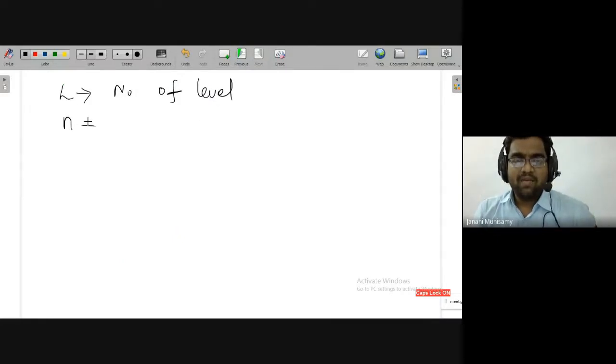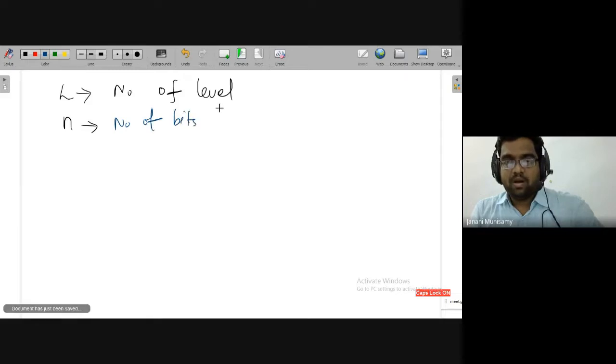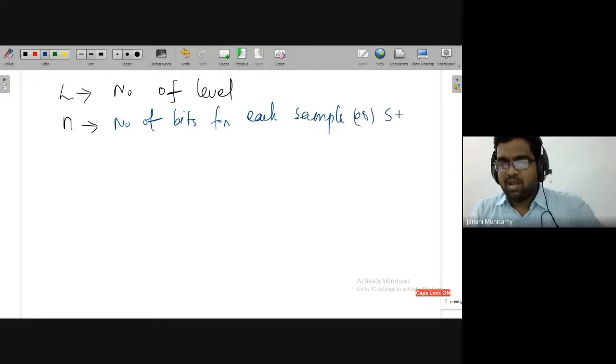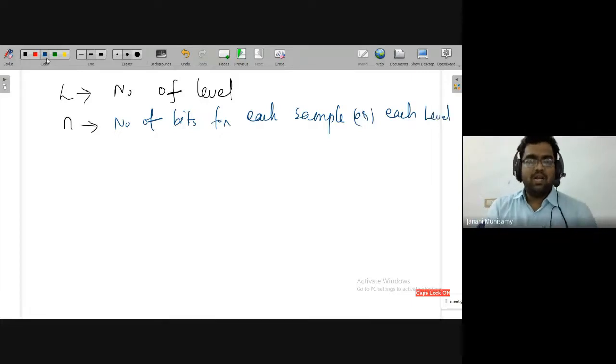For each level, I will assign n number of bits, the number of bits for each sample. You can say each sample or each level. Anyway, all the samples will be mapped to some level, so you can call it for each sample or each level. Anything is okay. Now there is a relationship between L and N.